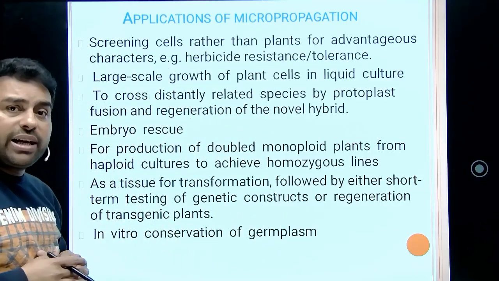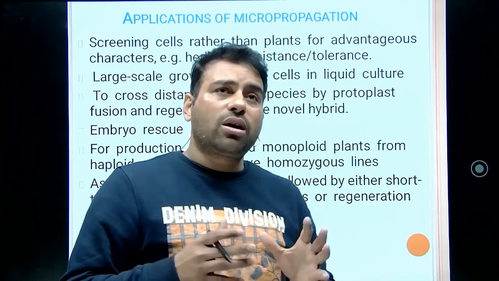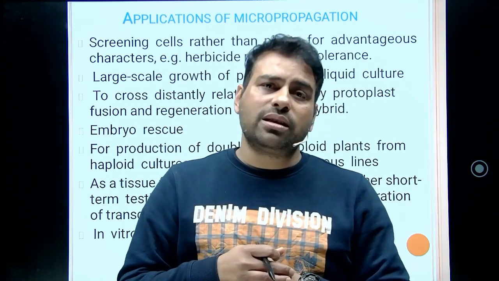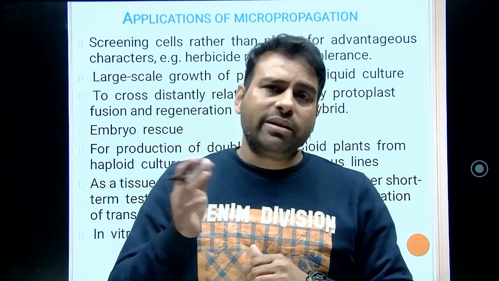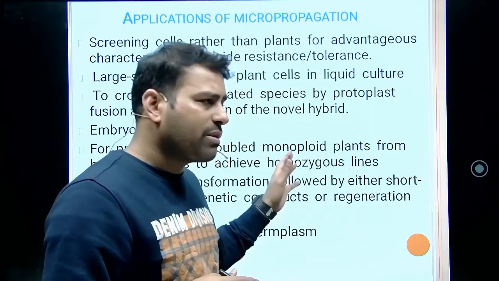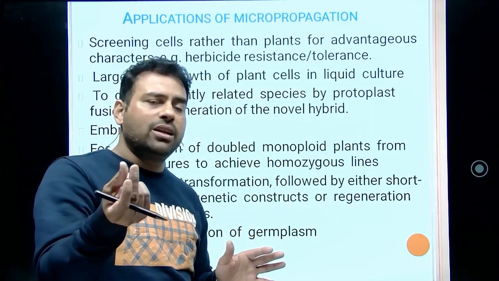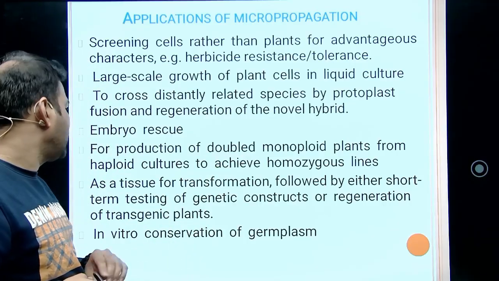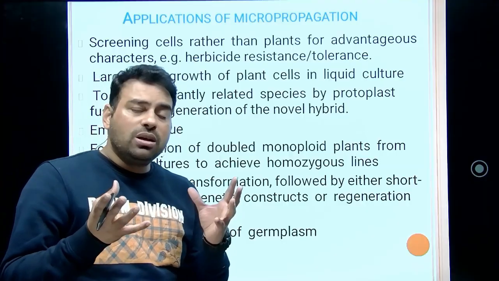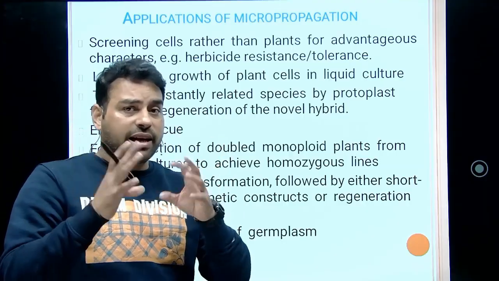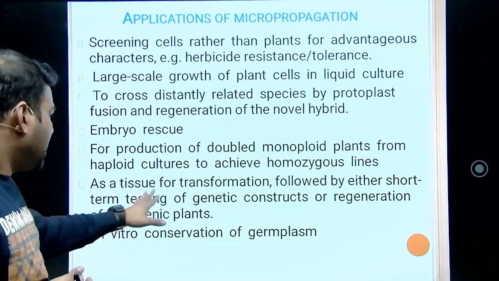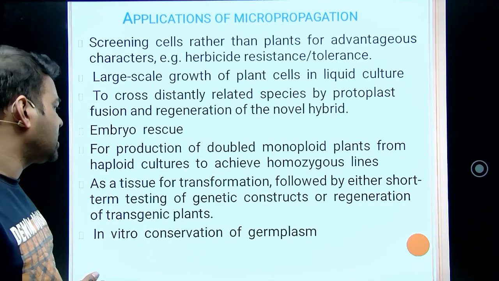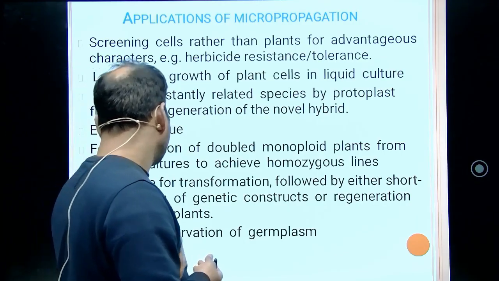Embryo rescue we can also do. In some conditions we cannot save the embryo, like in endangered species, where the embryo will be destroyed whenever we try to store it. But in the case of plant tissue culture, we can maintain the plant and use it as an embryo. For the production of double haploid plants from haploid plants, we can use the double haploid plant as a tissue for transformation, followed by either short-term testing of genetic constructs or regeneration of transgenic plants.